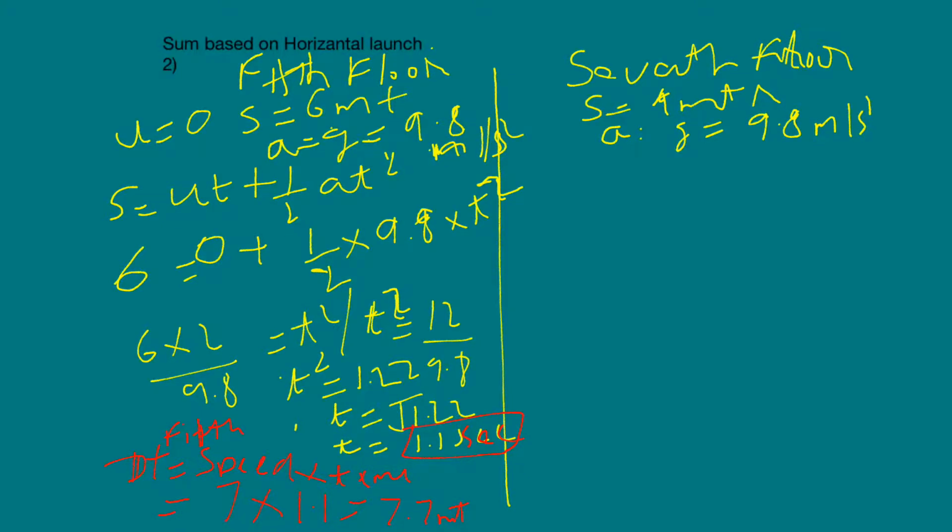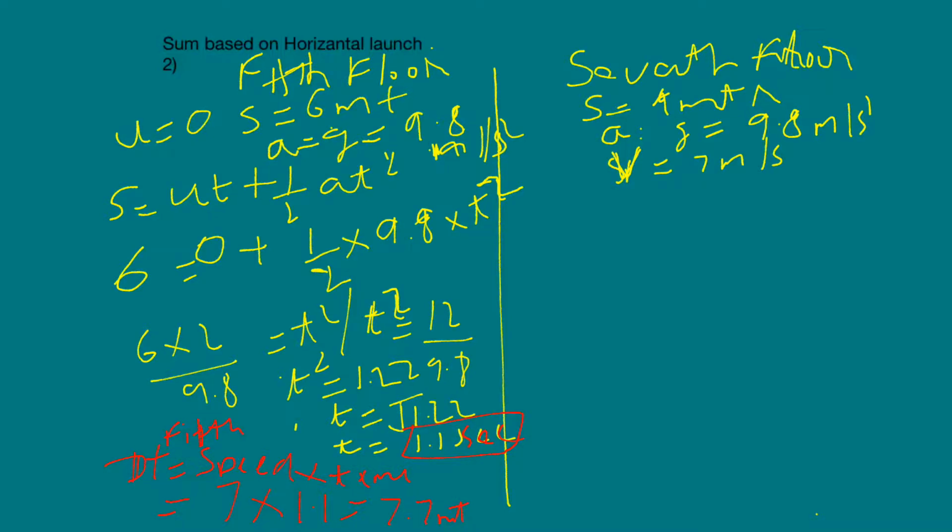And for the 7th floor we will calculate using the same formula. Here the velocity of 7 meters per second is the same. So speed or velocity is here also 7 meters per second.